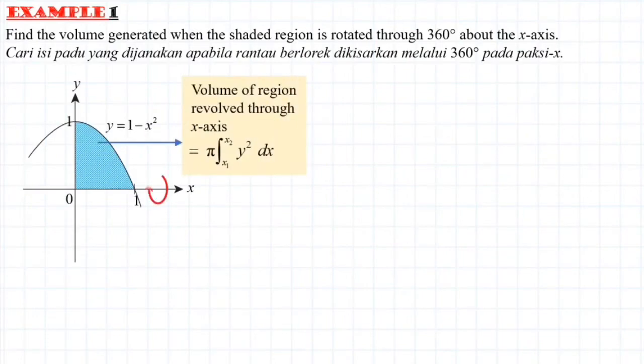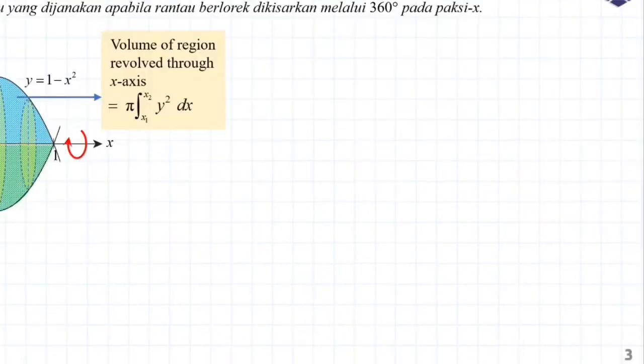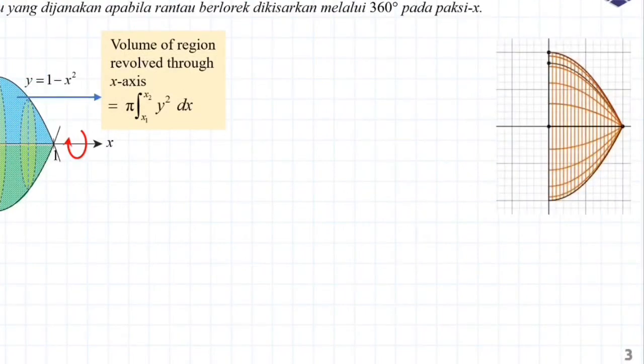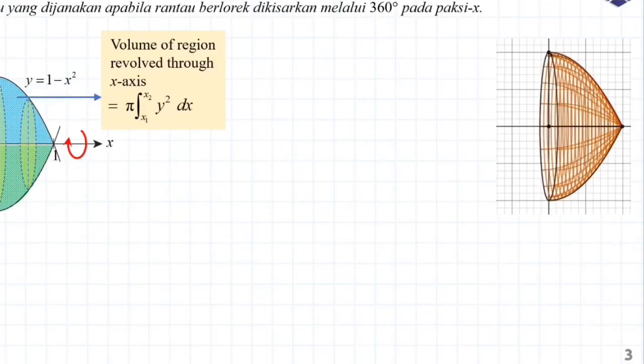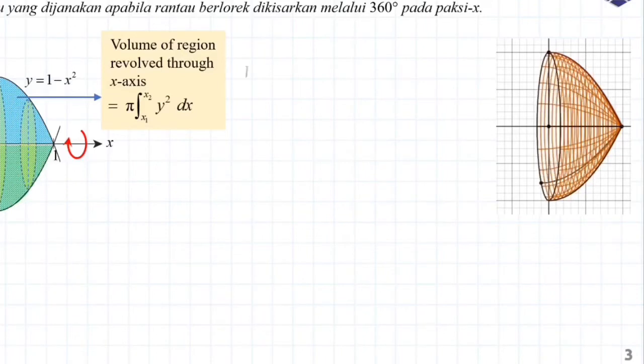So let's see this example. You're asked to find the volume for the area shaded in blue. Okay, so now it's going to rotate about the x-axis. So the first step is you must imagine that the volume looks like the one in the diagram, in the chocolate color diagram. So now we have to use integration. So volume is equal to pi, integrate from, our limit follows the x-axis, which is x1 to x2. Okay, our x1 is the lower limit, which is 0, upper limit is 1, y squared dx.